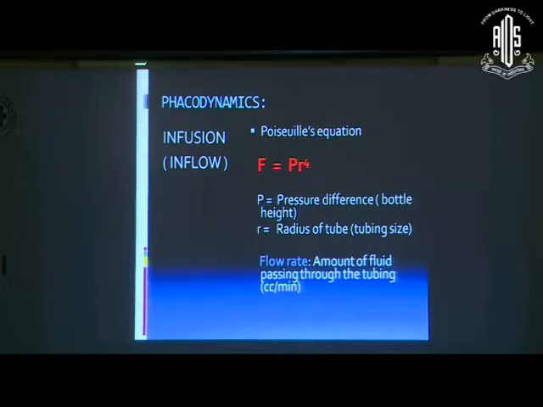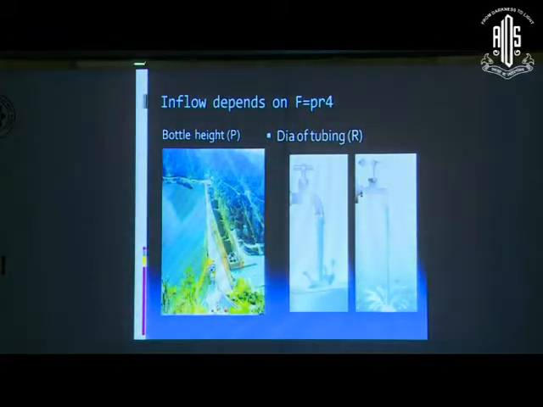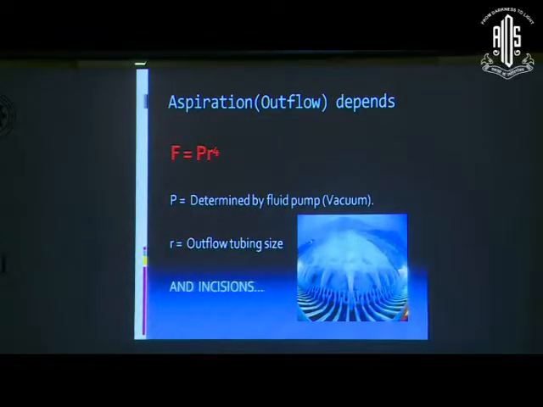Now the infusion, the first aspect. There is a formula, forget the formula. What you must be remembering is that the infusion depends upon the height of the bottle. And that is, the bottle height is the pressure, and the diameter of the tube, which is the radius, and that is radius to the power 4. So a small difference in the diameter will make a lot of difference in the inflow. Again, for aspiration, it is the same formula.